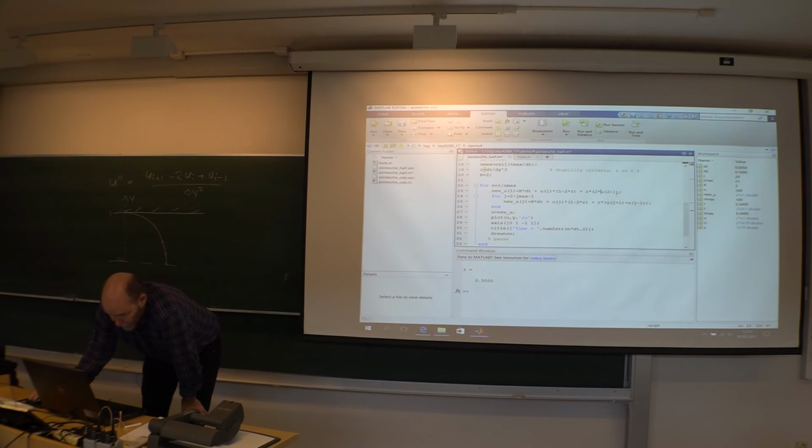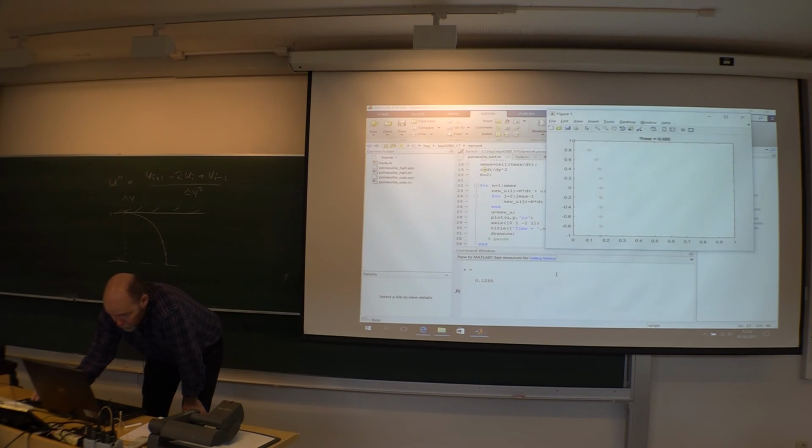Let's see if this one runs. So one parenthesis too many, is it? Yeah. Let's see what happens. Yeah. Not entirely correct, is it?